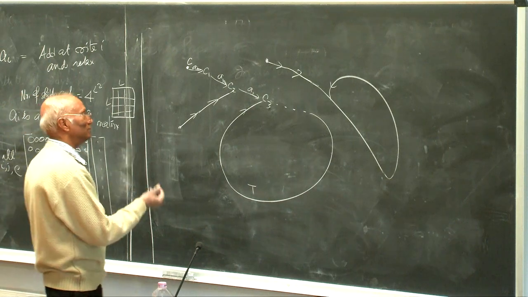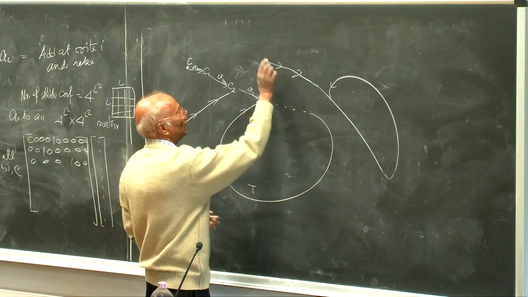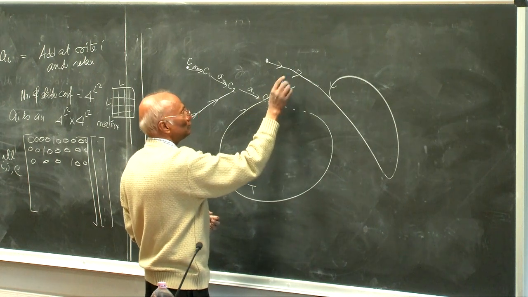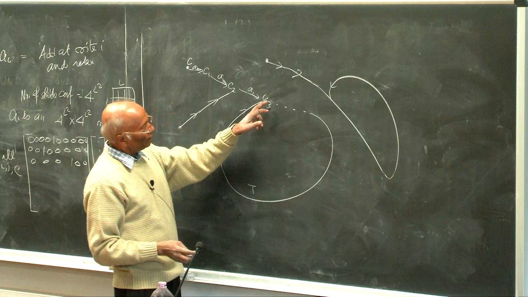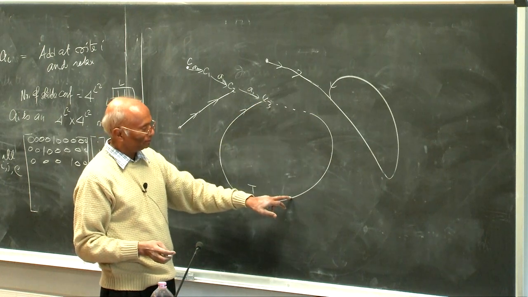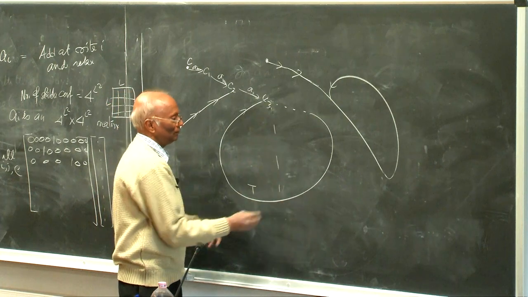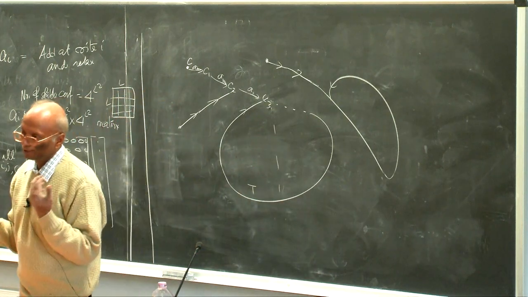So let us see what happens if I take this state and I apply A2, some other operator, which produces a state. A2 can produce a state which is here, in the same cycle. Then it doesn't produce a new state, then I don't care.